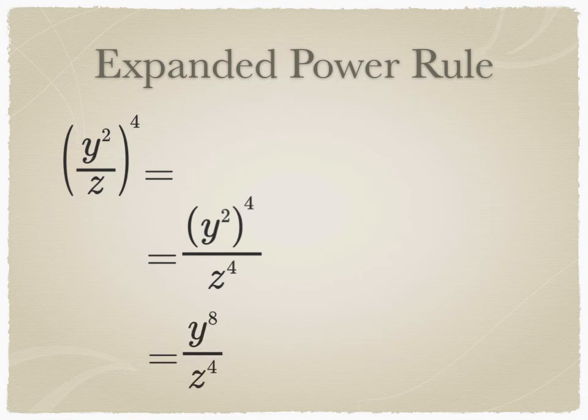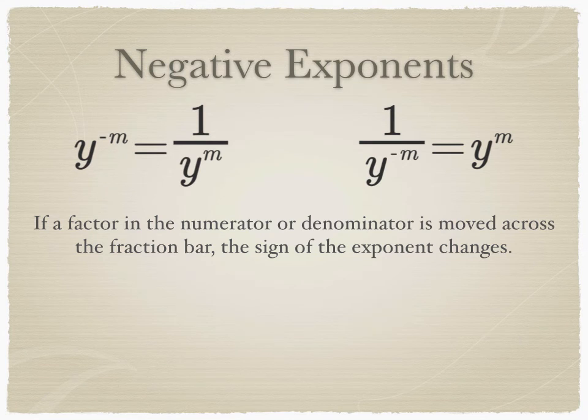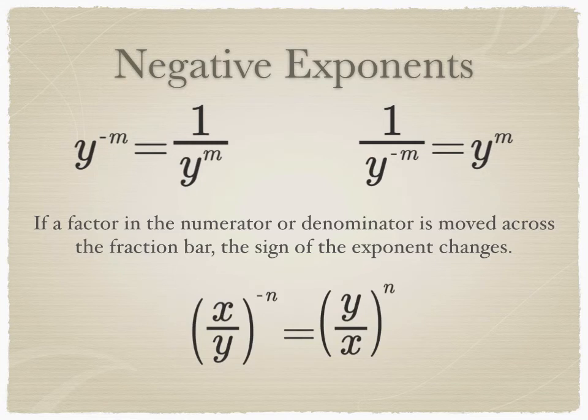And the final rule we're going to look at is negative exponents. When you have a negative exponent, what you're going to do is move that term to the other side of the fraction bar and then eliminate the negative sign in front of the exponent. So y to the negative m is going to be 1 over y to the m and vice versa. And here's another example where the x gets moved to the bottom, the y gets moved to the top, and you remove the negative in front of the n.